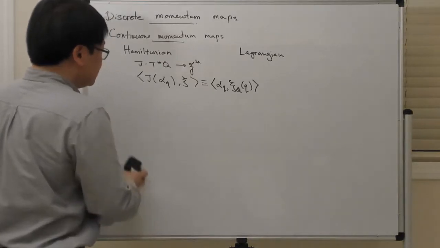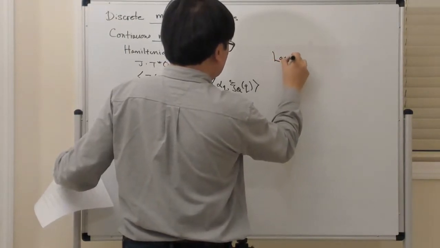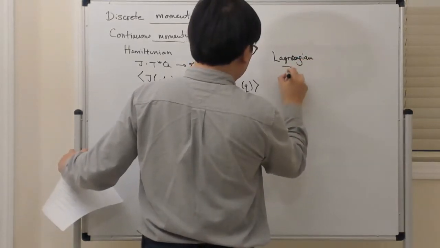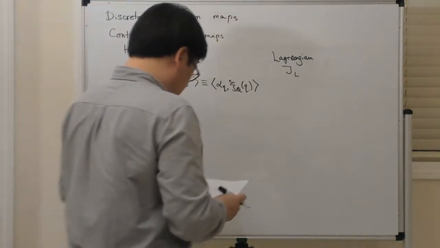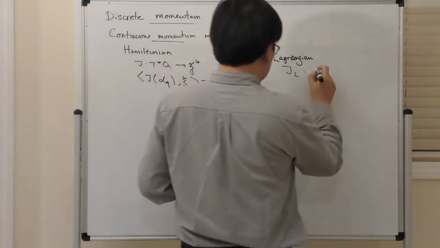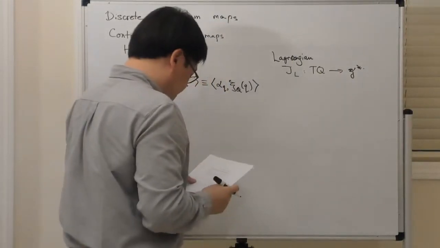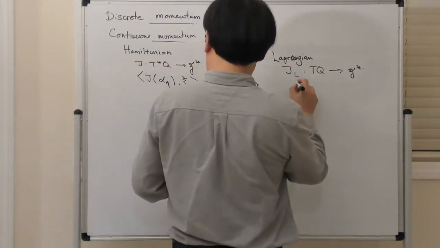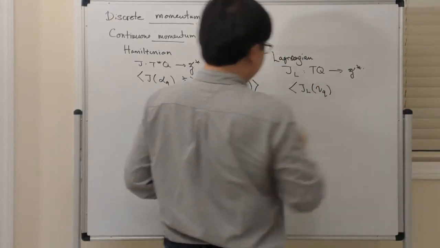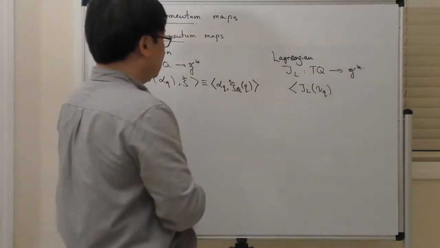And then let's see what happens on the Lagrangian side. On the Lagrangian side, you have something which I call J sub L, which is a map now from the tangent bundle TQ to the dual of the algebra, and I have J_L acting on an element of the tangent bundle, v_q.